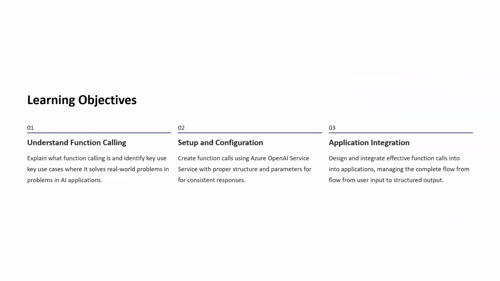So, okay. Our learning objectives for today will be understanding what function calling is. We'll explain what function calling is. We'll identify key use cases, and we'll try to solve a real world problem with it. We'll set up and perform a configuration that will allow us to use a deployed model on Azure, and then we'll encapsulate it with code and get it to perform actions based on our use case. And then we'll do an application integration. So all this I'll show you as we go further into the class.